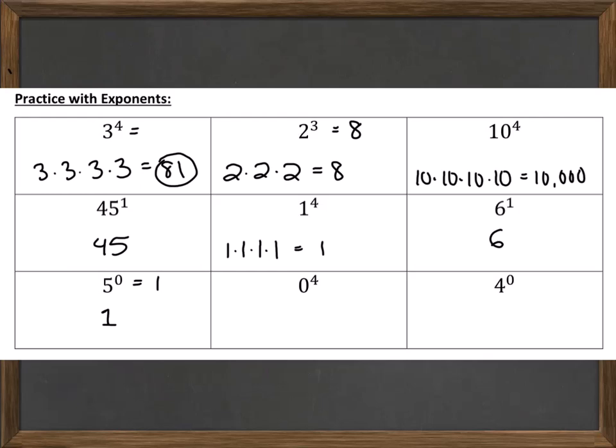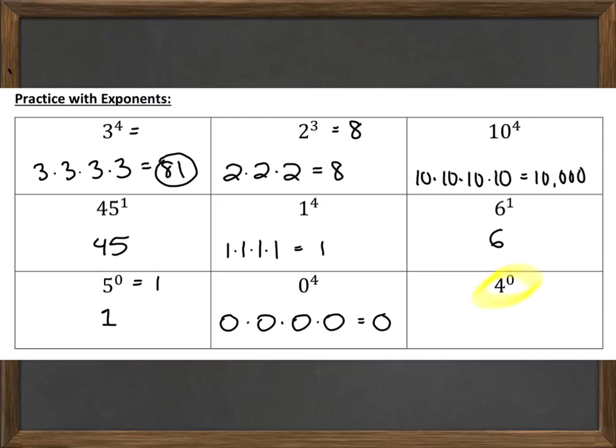How about 0 to the 4th power? Well, that's 0 times itself 4 times, but 0 times anything is just 0. So of course the answer is 0. So notice the difference between 0 to the 4th power and 4 to the 0 power. They have the same numbers in them, but they're not arranged in the same way. Therefore, we're not going to get the same answer for these two problems.